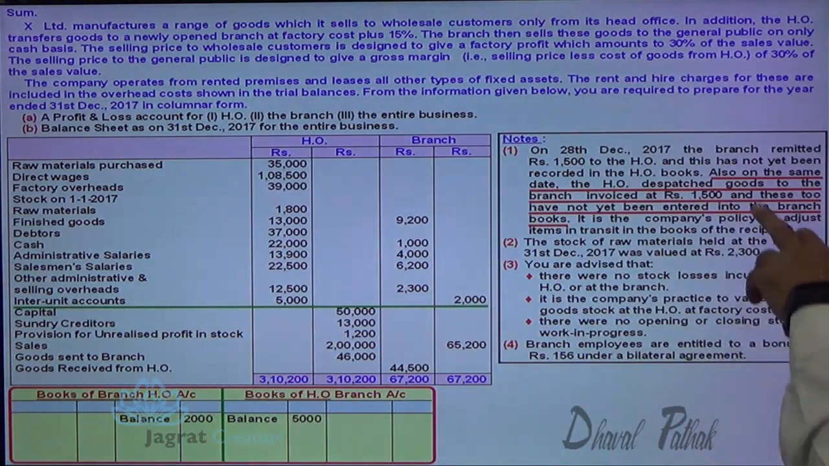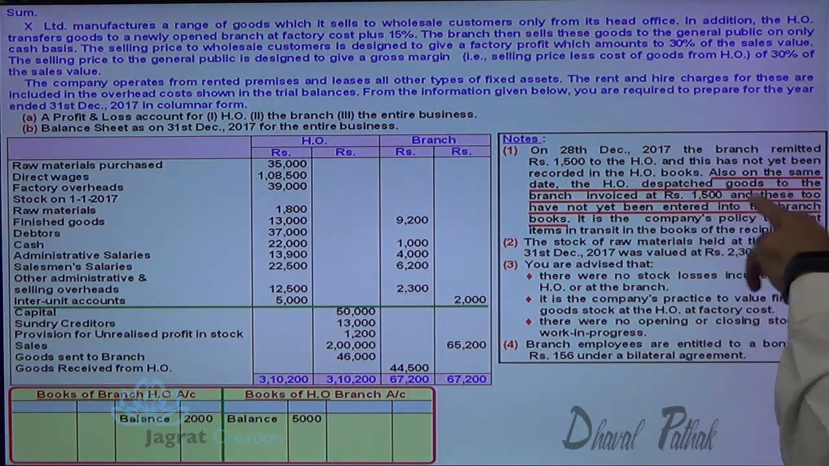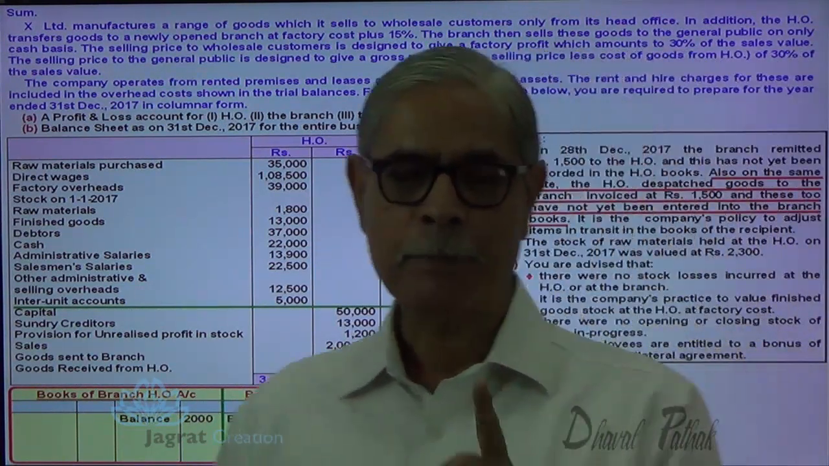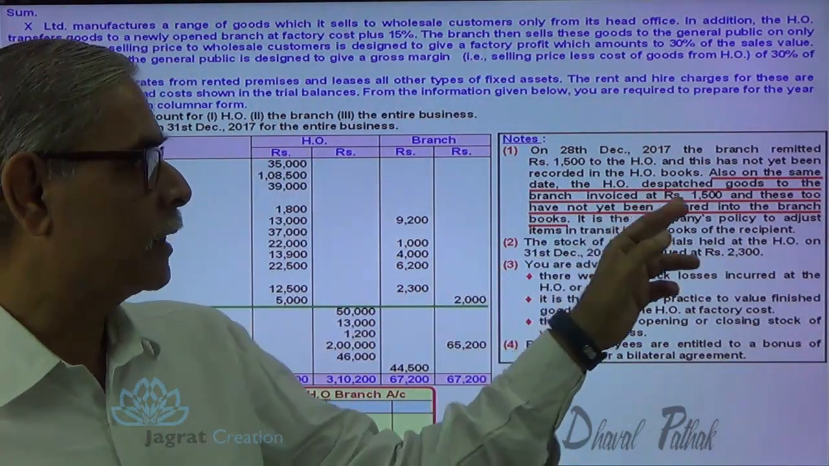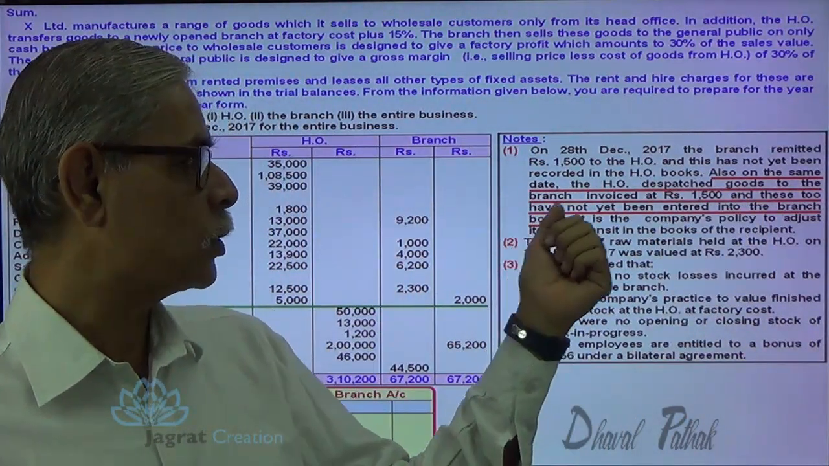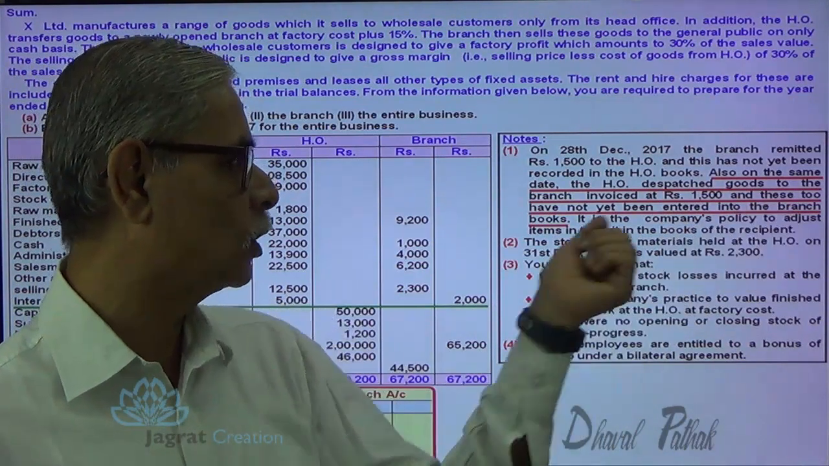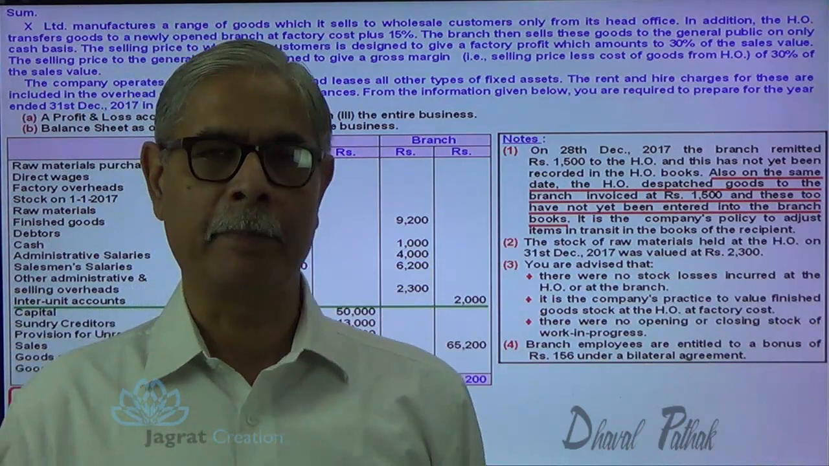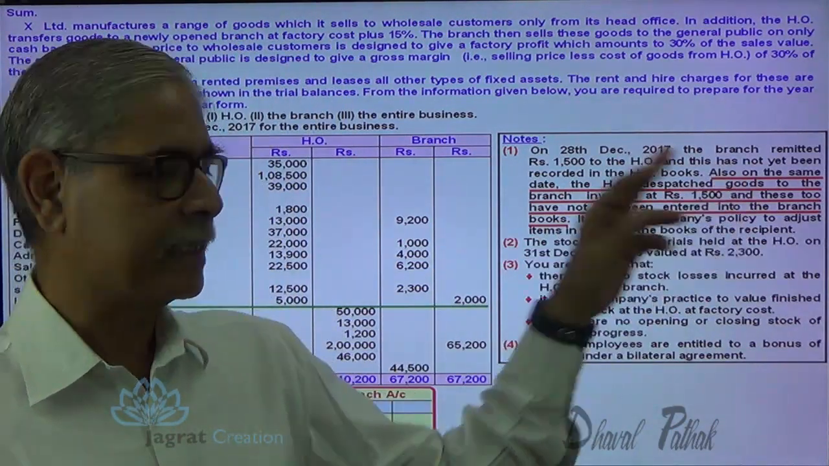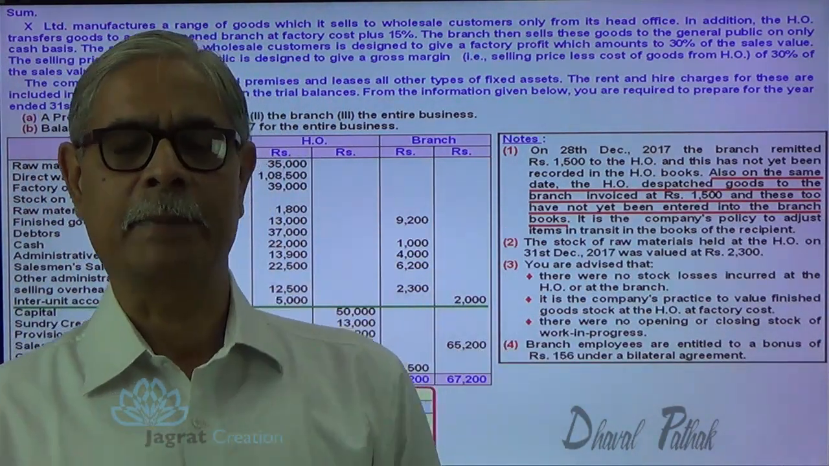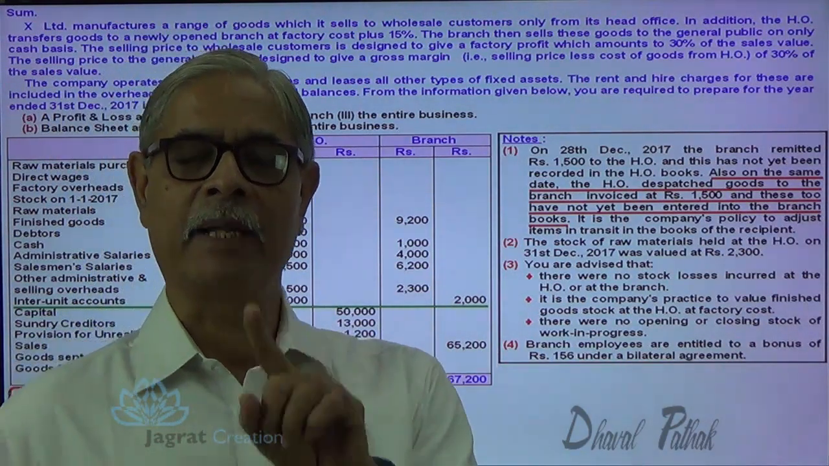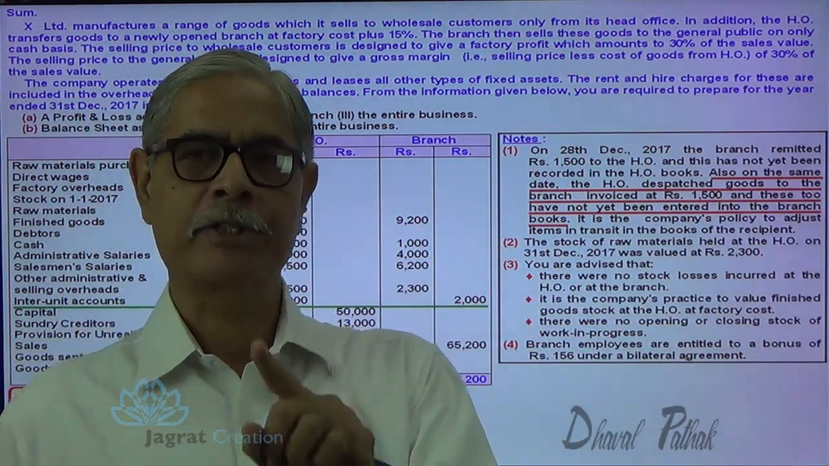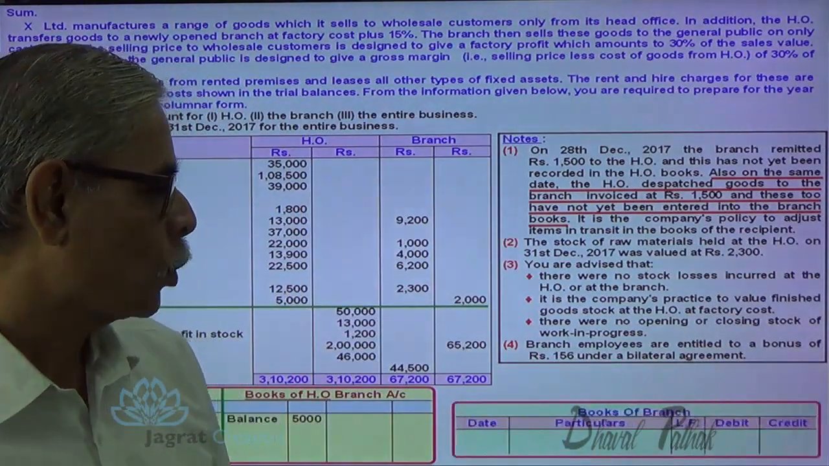Now the first entry, on the same day HO dispatches goods of 1,500, and these two have not been recorded into the branch books. Transit in the books of the recipient is to be made. Now HO has sent the goods, branch is the recipient, so the adjustment entry will be recorded at the receiving end. So branch will record the adjustment entry for goods in transit. So books of branch.